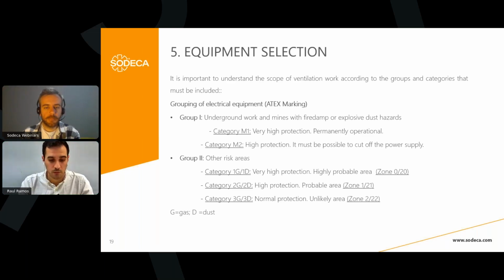Then for group 2, the level of protection is divided in different categories. We have the category 1 for very high protection equipment that will be used in zone zeros or lower risk. Then category 2 for the high protection equipment, and they are used for zone 1 or zone 2. And then we have the category 3, which is a normal protection, and it can only be used in zones 2. They have also another letter, a G or a D, depending on gas or dust respectively.